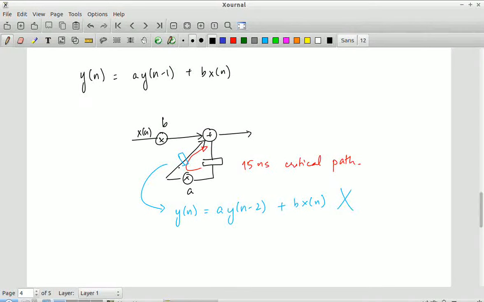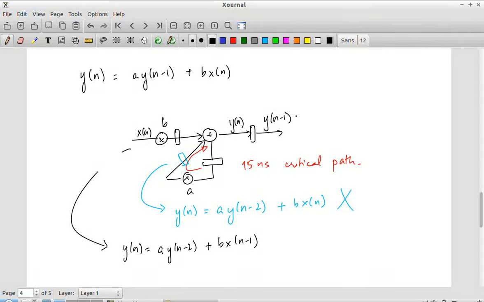y of n should have been dependent only on y of n minus 1, not on y of n minus 2. No, you cannot delay y of n. Then what will happen out here is, so what you are saying is put a register here and consider this as y of n, this is y of n minus 1. Fine, delay x of n also. Right? So what ends up with this is, y of n equals a times y of n minus 2 plus b times x of n minus 1. Right? And this final value over here, y of n minus 1, will become a times y of n minus 3 plus b times x of n minus 2.